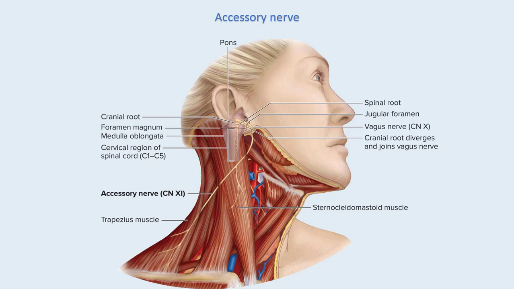Here you can see accessory nerve. The accessory nerve is the 11th paired cranial nerve. It has a purely somatic motor function, innervating the sternocleidomastoid and trapezius muscles.